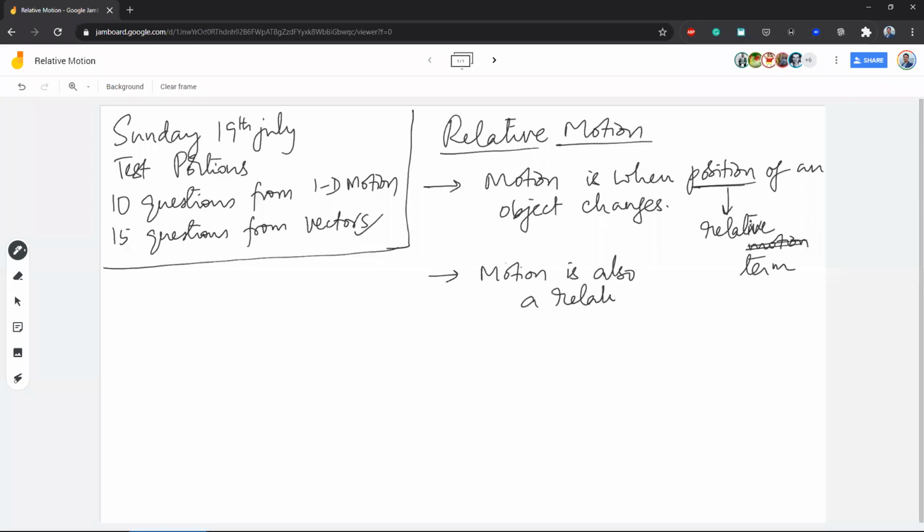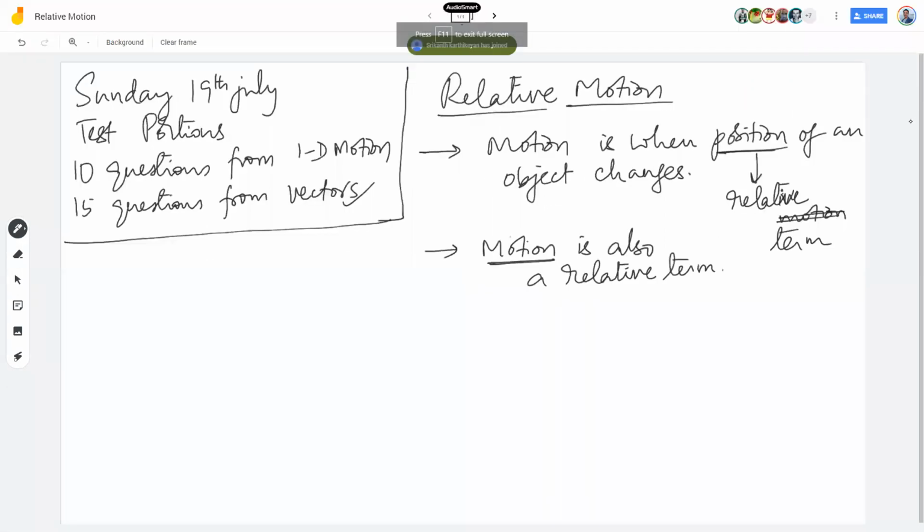Okay, motion is also a relative term. Try to understand, motion is not an absolute thing. So an object is in motion is not an absolute statement. If you see a car moving, it only means the car looks to be moving with respect to your position. With respect to you, the car seems to be moving. With respect to you, its position seems to be changing. If you say a car is at rest, with respect to you, it is at rest. It is not absolutely at rest.